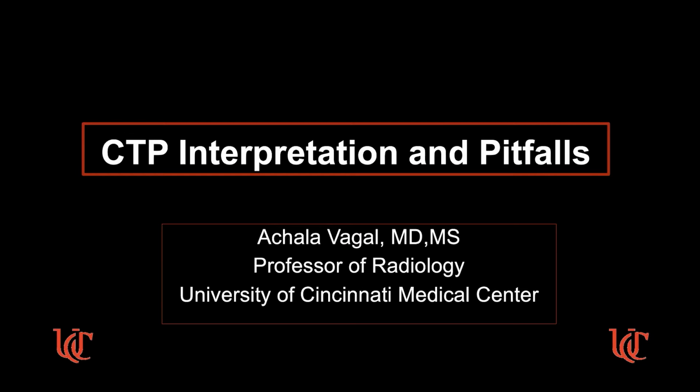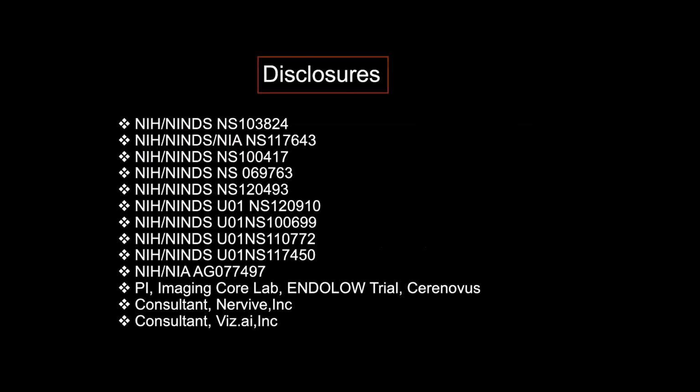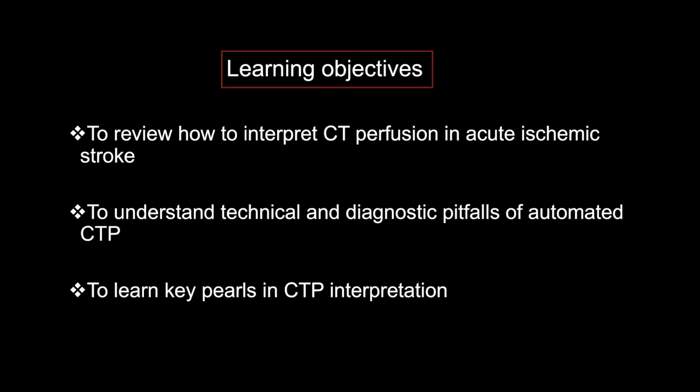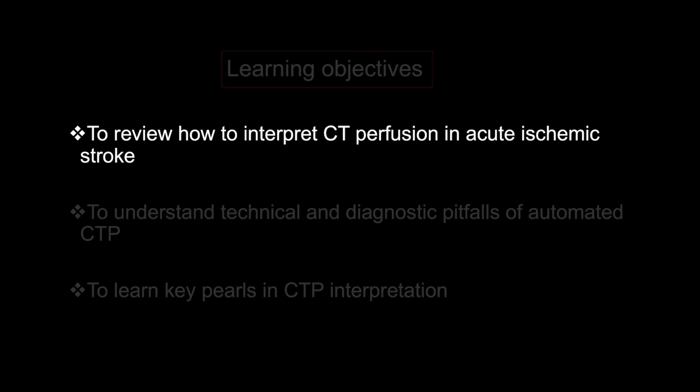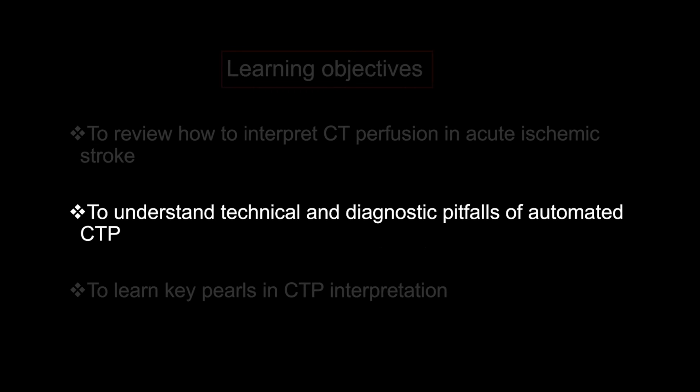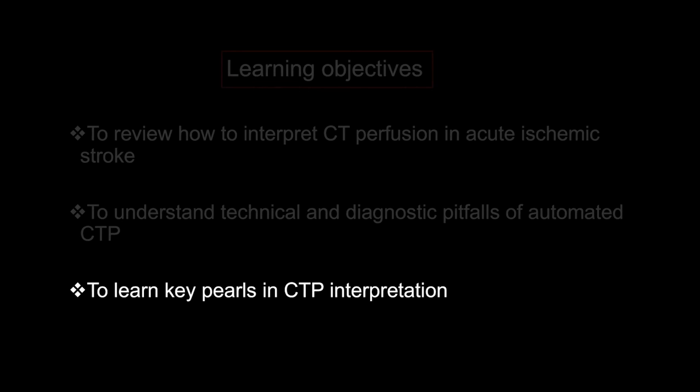So our topic today is CTP interpretation and pitfalls. So we're going to do a deep dive on CT perfusion. Here are my disclosures. So what are the learning objectives today? Well, number one, we're going to review how to interpret a CT perfusion in acute ischemic stroke. Number two, to understand technical and diagnostic pitfalls of automated CTP. And number three is to learn some of the key pearls in this interpretation.